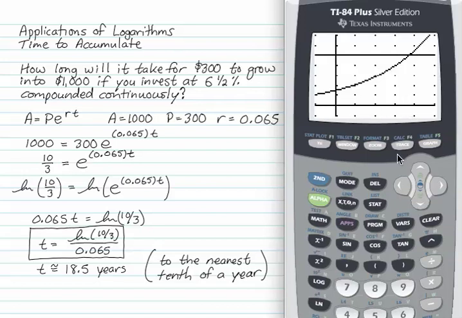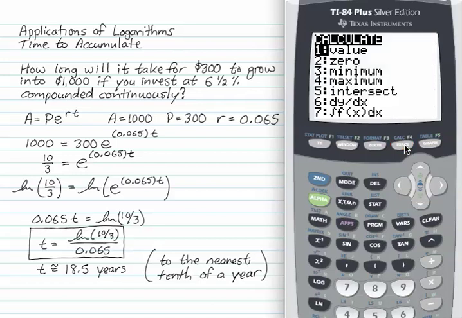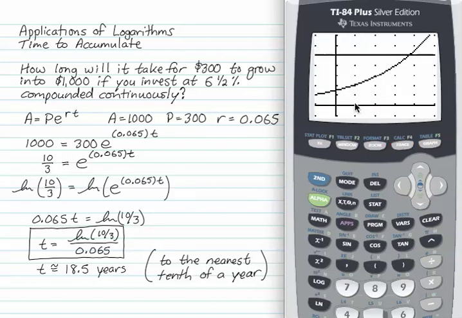Now we can do the intersection command and find out exactly where that crosses. I'll have the calculator estimate with the exponential curve, the horizontal line, and guessing at about 18. The calculator evaluates again that it's about 18.5 where this intersection happens.